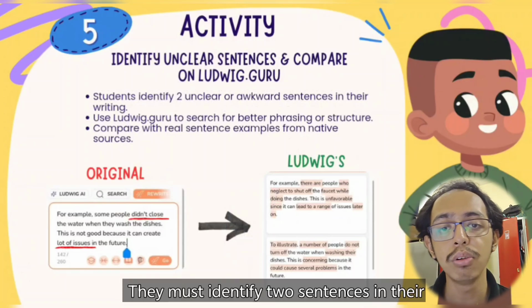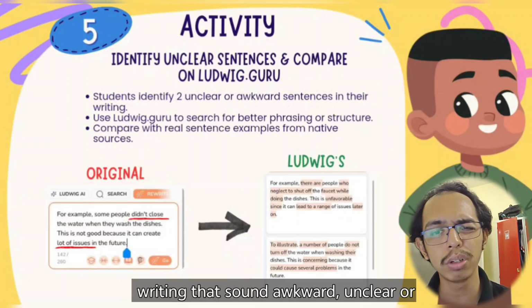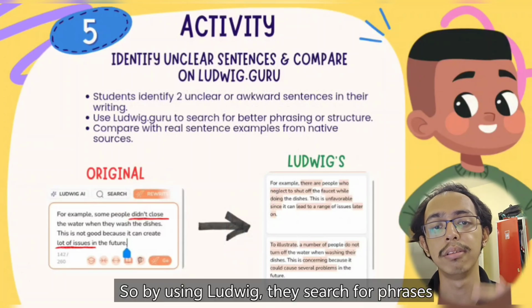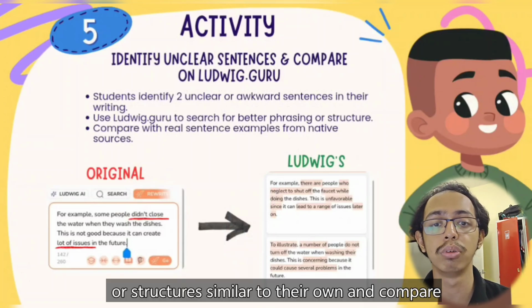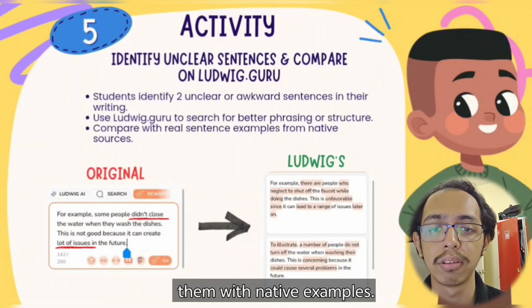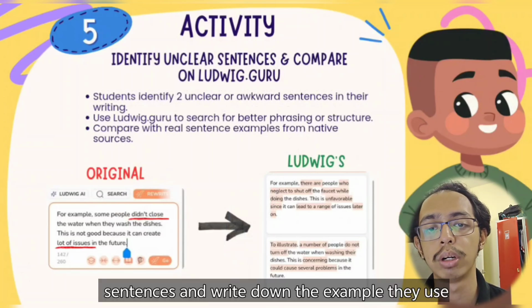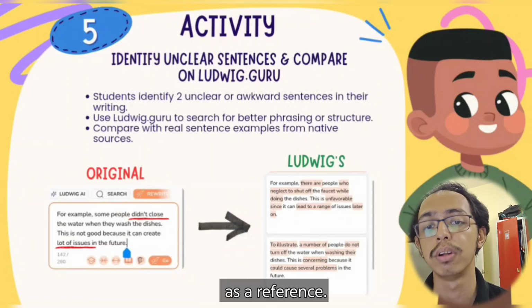Students are instructed to open Ludwig in their browser. They must identify 2 sentences in their writing that sound awkward, unclear, or unnatural. So by using Ludwig, they search for phrases or structures similar to their own and compare them with native examples. Based on what they find, they revise the sentences and write down the example they use as a reference.